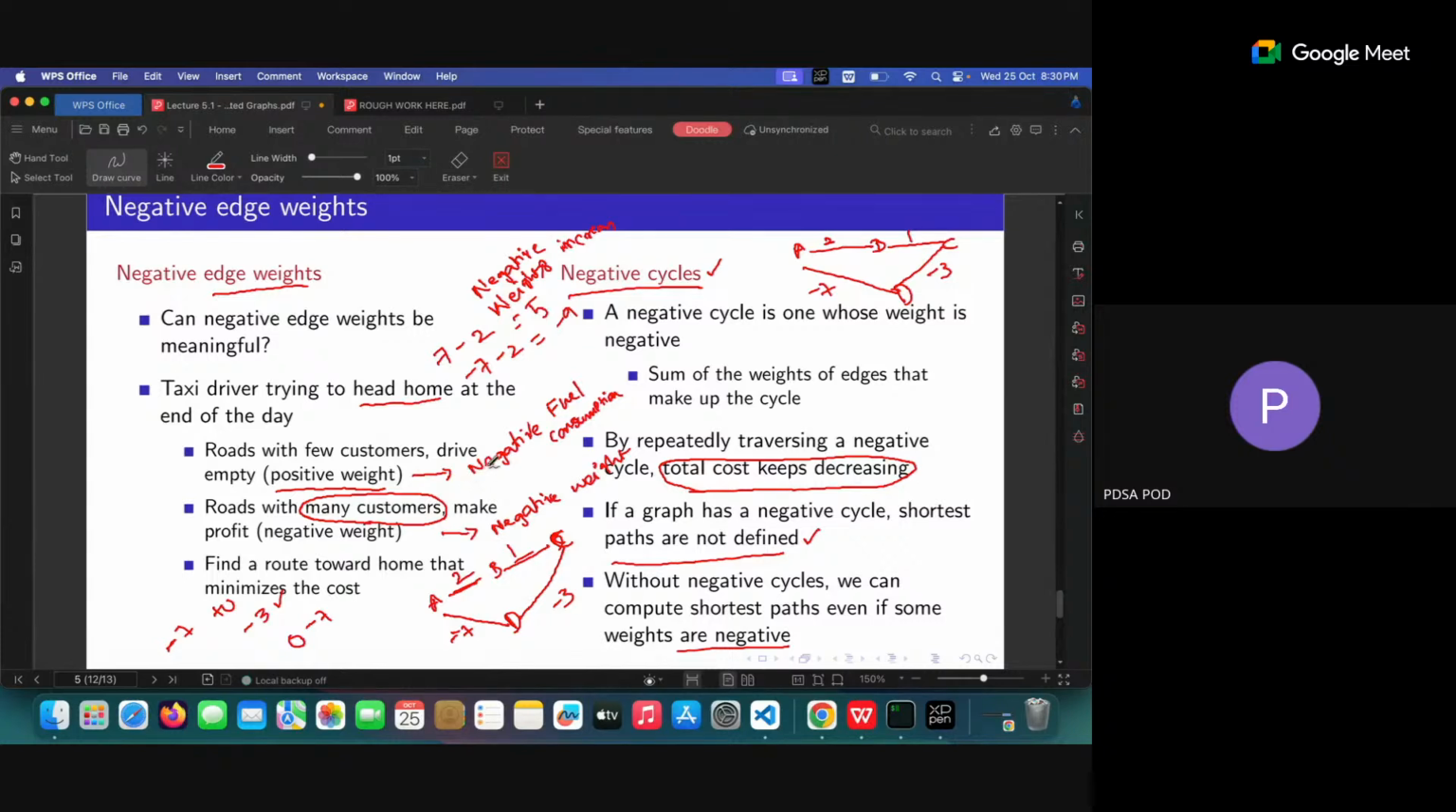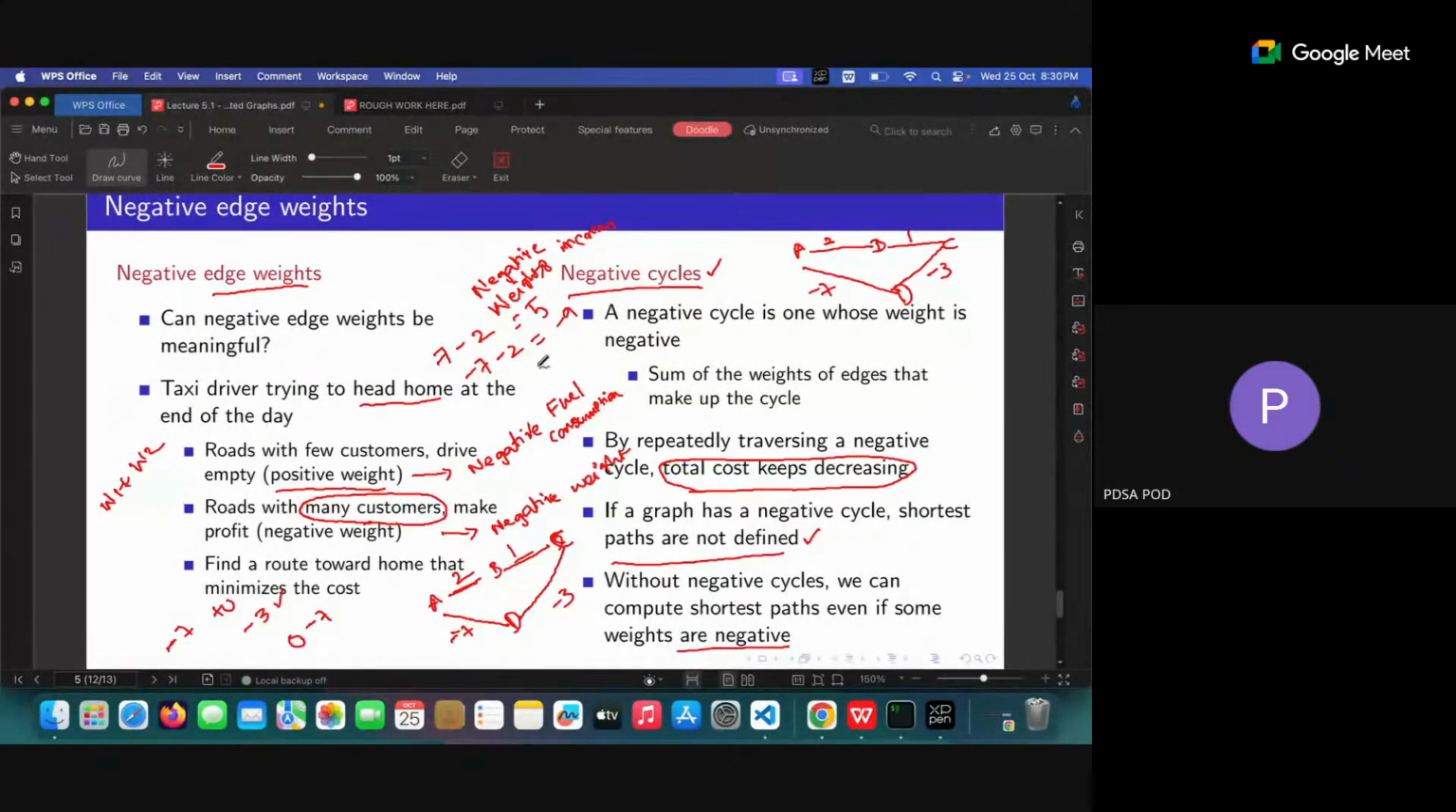Is it clear? Because the shortest path is the addition of weights, no? Weight 1 plus weight 2, is it right? Yes, sir. So whenever the positive value is higher and the negative value is less, there is no problem. That is 7 and -2, so -5 you are getting, no problem.